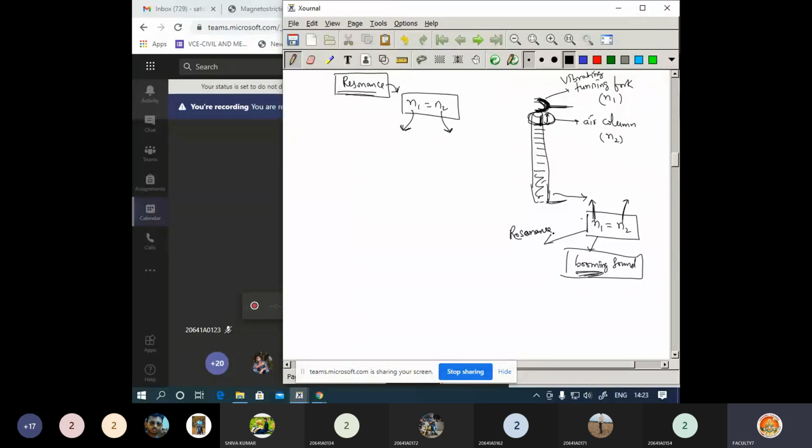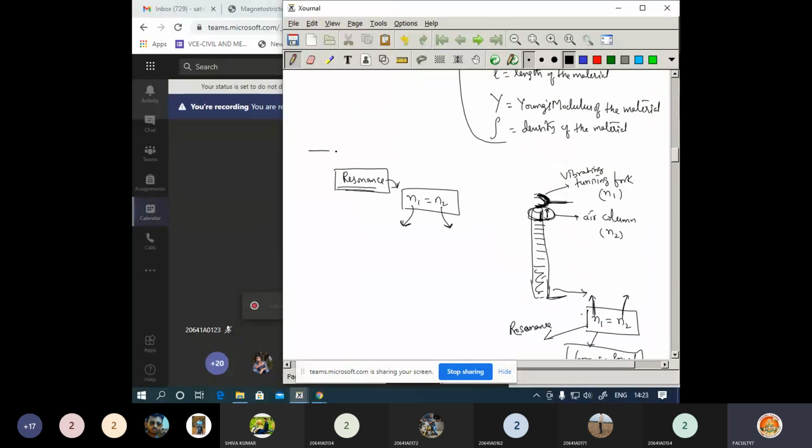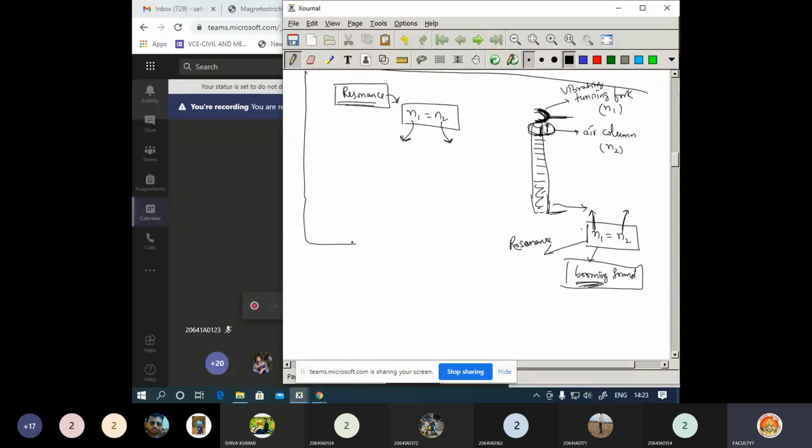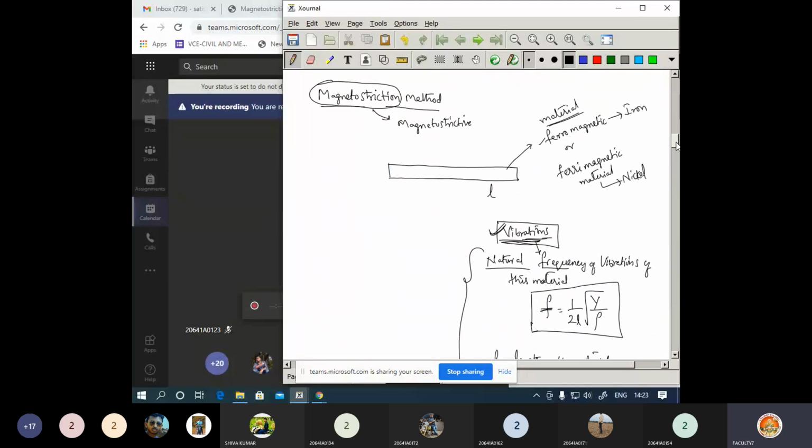Okay, so we are going to repeat some points regarding this. Try to identify the concept of resonance here. This is the concept of resonance. Here you need to have two frequencies, and when the two frequencies are equal, you are getting a booming sound in this example. Now let us apply the concept in our magnetostriction method.